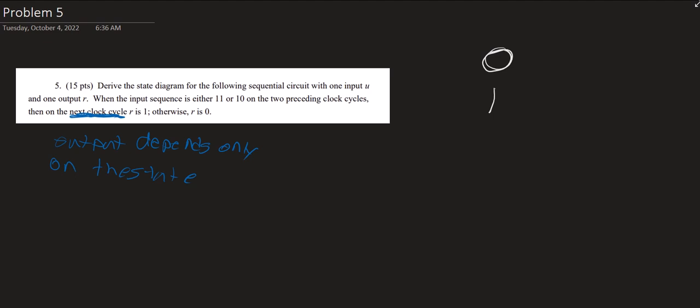Then we have two possibilities from here. We could get a 1, 0, or we could get a 1, 1, and both of those give us a positive output, but different things happen depending on what the next thing is that you get, and you'll see what I mean by that. So we'll call this state A, state B, state C, and state D.